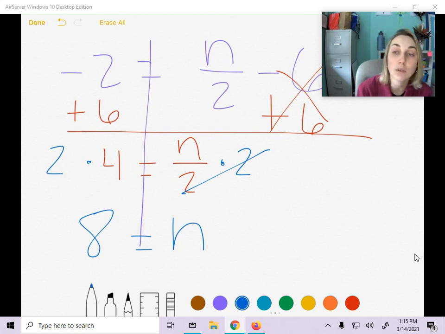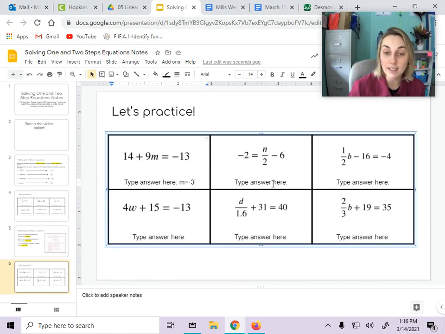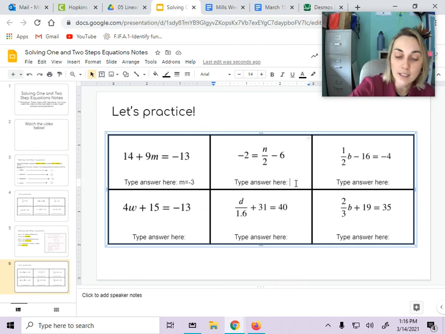Again, if you wanted to make sure this was correct, you can plug in 8 for n into your original equation and make sure that you got that -2. But in this case, that would be correct. So I'm just going to go ahead and say that n is equal to 8.